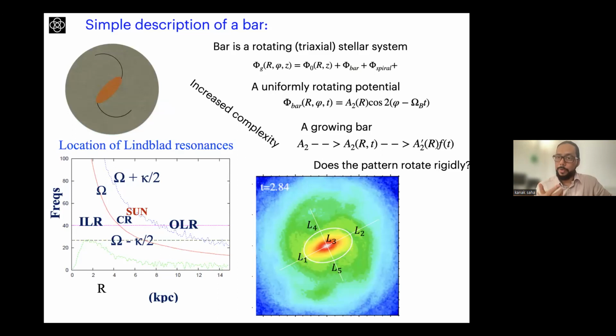As we know from the simulation, the bar can also be growing to a large part, and it could be so from an observational point of view as well, which we do not know yet.